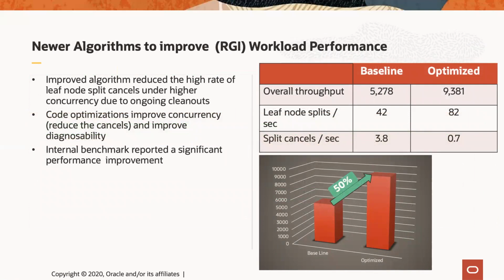So what are the algorithm improvements? We went back and improved our indexing algorithm so that we can reduce the time we spend on this. From baseline to optimized, we could see that overall throughput is almost double. We have reduced the split cancels per second from 3.8 to 0.7. Internally, this works so well that between baseline and optimized, we see a 50% improvement. So you should see these improvements in RGI workloads if you have any.